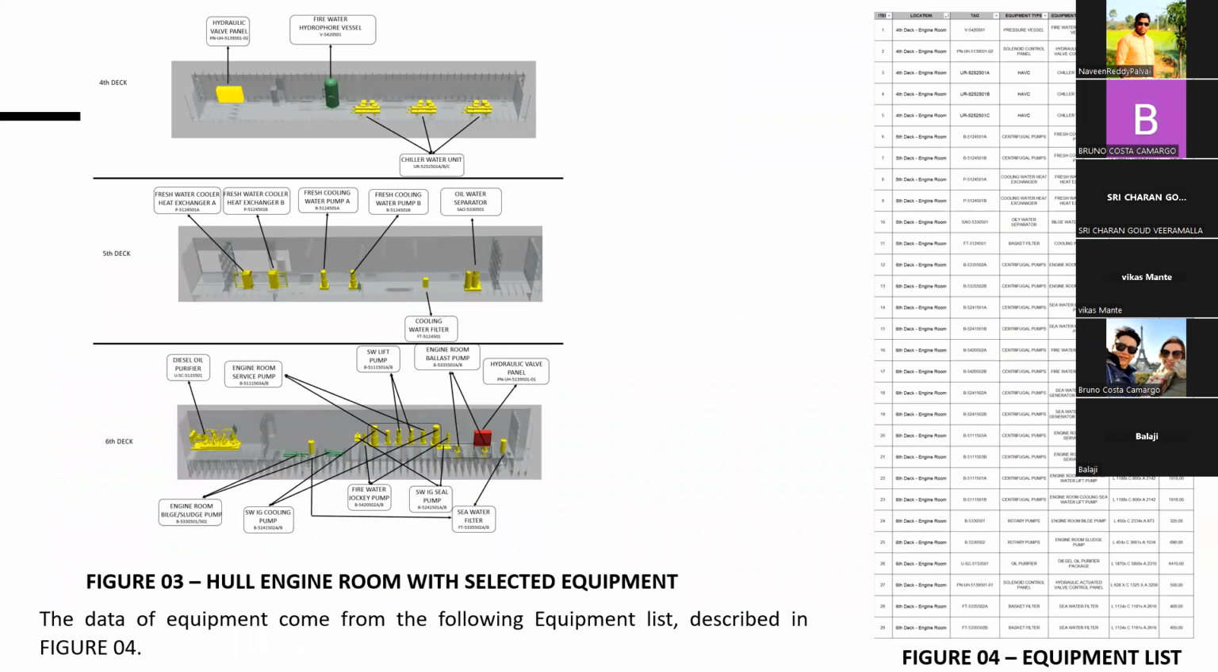and these are the decks we have used in our engine room. Like we have fourth desk, fifth desk, and sixth desk. In fourth desk, we have hydraulic wall panel, firewater hydraulic vessel. In fifth desk, we have freshwater cooler heat exchanger A and B, and we have freshwater cooling pump A and B, oil water separator. In sixth desk, we have diesel oil pressure, engine room service pump, 5 watts lift pump, engine room ballast pump, hydraulic wall panel, engine room, 5 watts IG cooling pump, firewater jockey pump, and seawater filter.